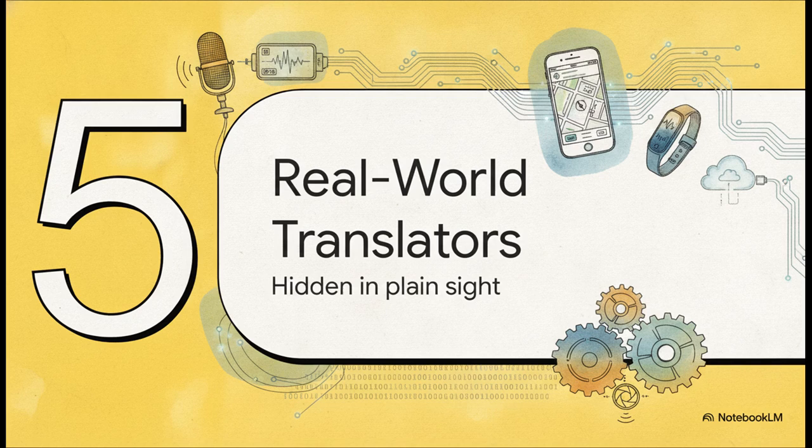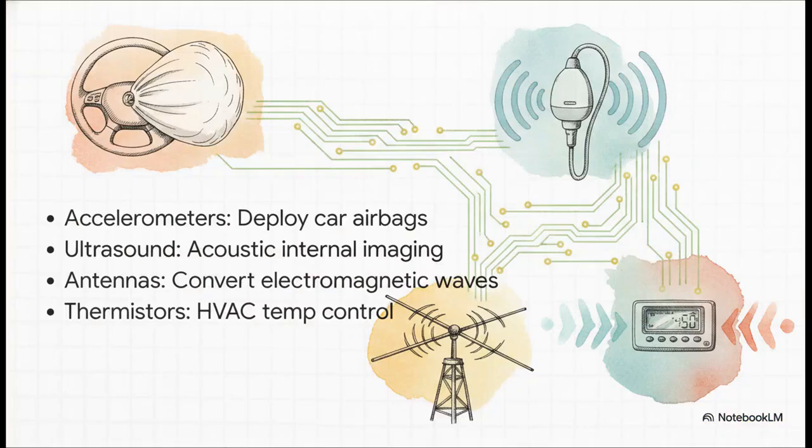And finally, Section 5, the real-world translators. This really illustrates how these devices are just hidden in plain sight everywhere around us. Take the accelerometers in your car. They measure rapid mechanical deceleration and instantly convert that into an electrical signal to deploy your airbags in a fraction of a second. Or think about medical ultrasound machines. They use piezoelectric transducers to convert electrical pulses into acoustic sound waves. And then they transduce the echoing sound waves back into electrical signals to create an image of the inside of the body.